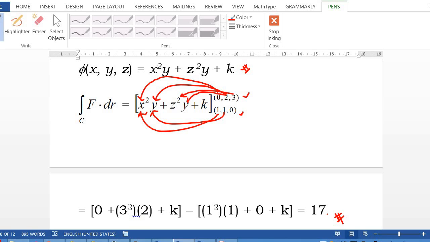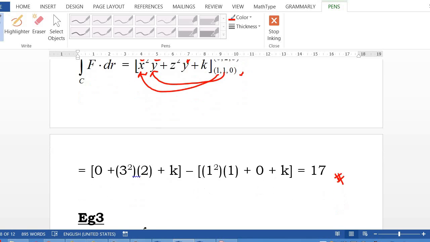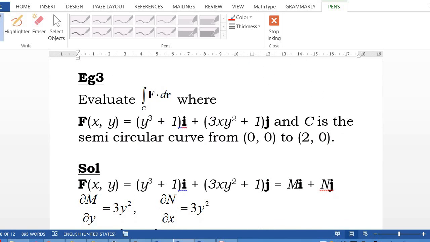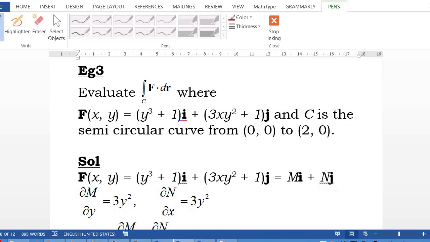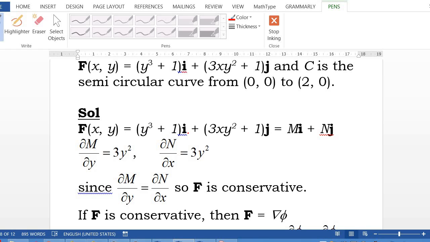Okay, the third one. Evaluate the line integral of F dot dr where F(x, y) is (y cubed plus 1) i plus (3xy squared plus 1) j, and C is a semicircular curve from (0, 0) to (2, 0). F(x, y) is given here: y cubed plus 1 i plus 3xy squared plus 1 j.